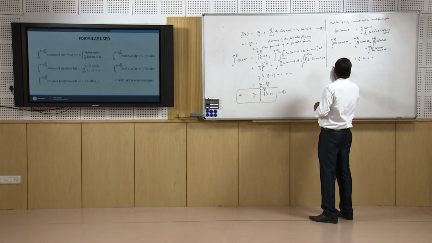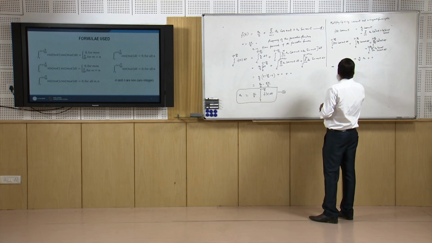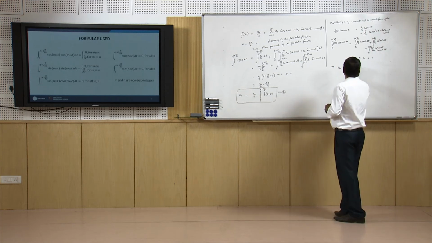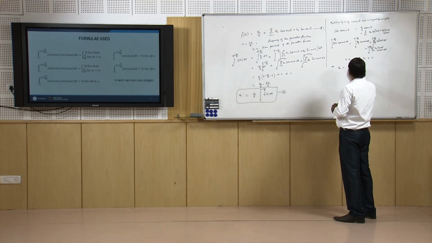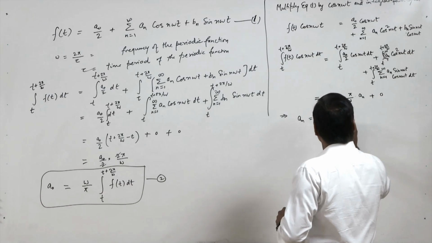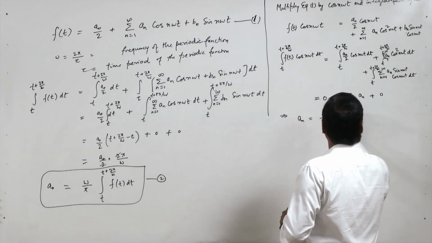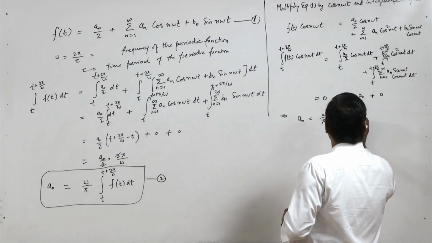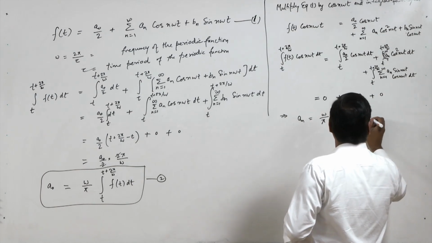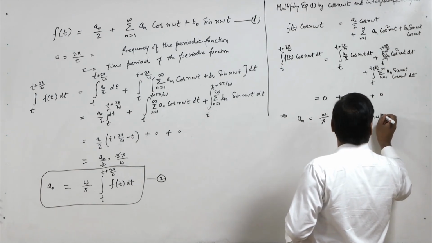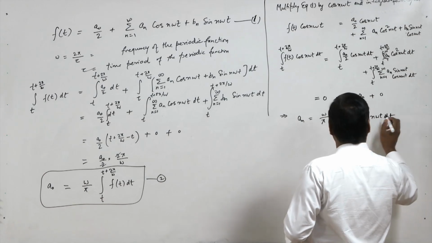From here we can find an equal to omega by pi times the integral from t to t plus 2 pi by omega of ft into cos n omega t dt.